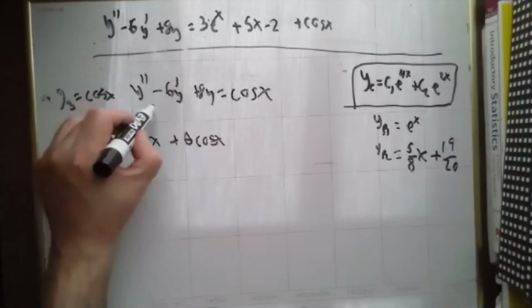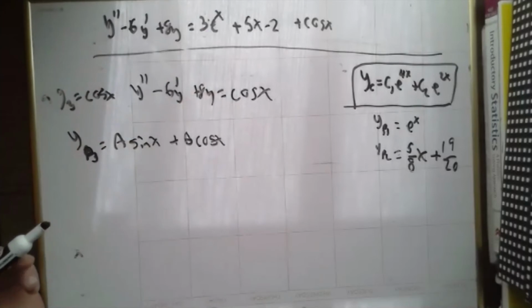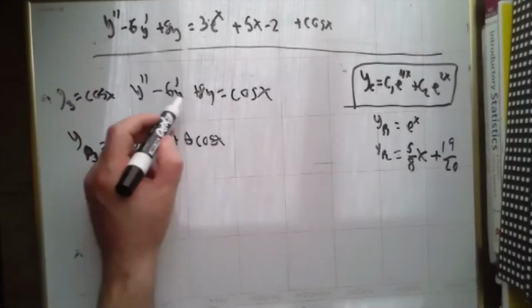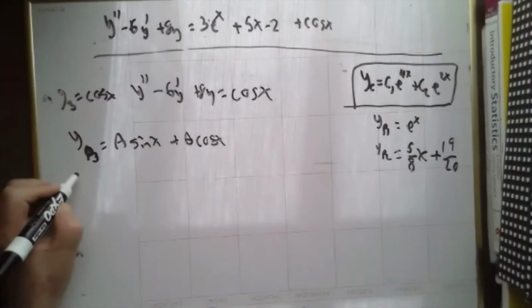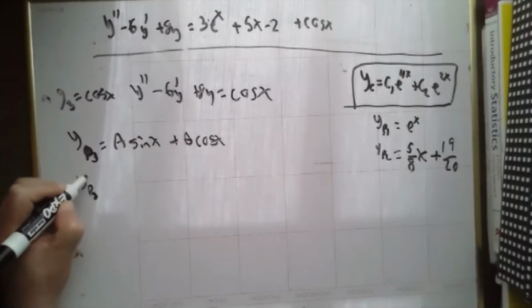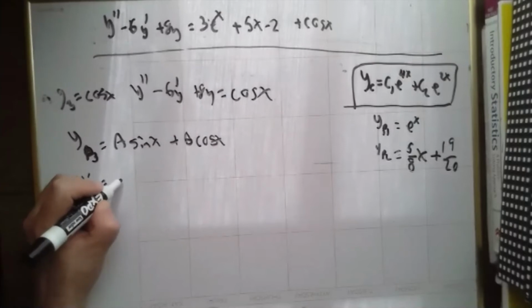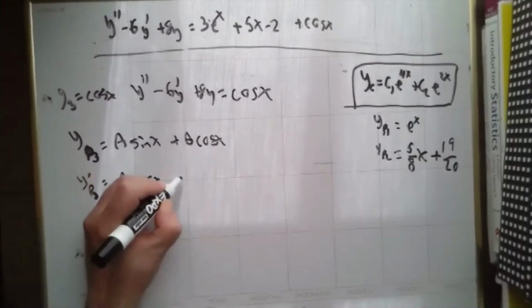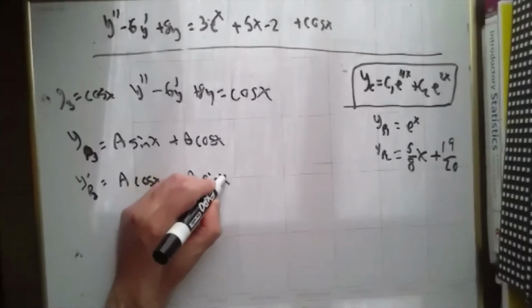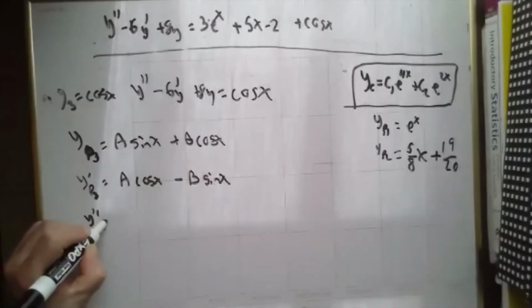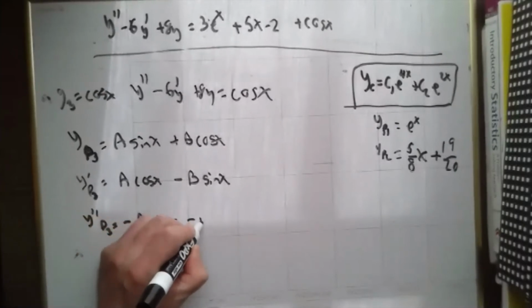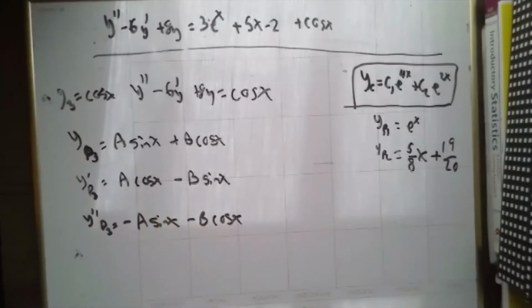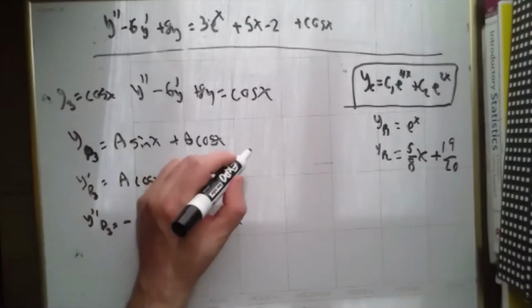Anything when I do this kind of operation on it might give me some cosine. And you might think, but there's no sine over here. The sines are going to cancel out. We'll force them to cancel out. So the first derivative is, what is it? A cosine minus B sine. And the second derivative would be negative A sine minus B cosine. All right, let's plug all that in.